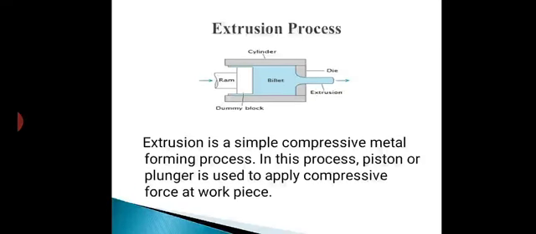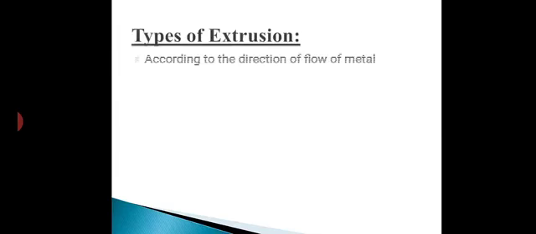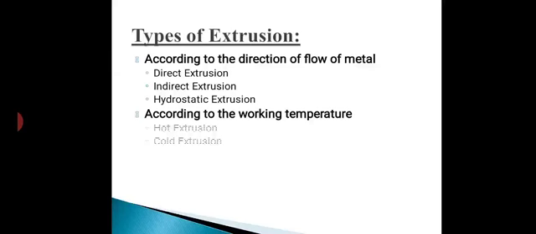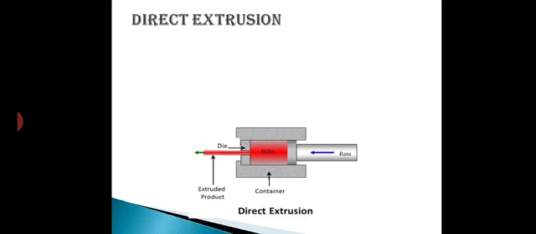Now, the types of extrusion process. According to the direction of flow of metal: direct extrusion, indirect extrusion, and hydrostatic extrusion. According to the working temperature: hot extrusion and cold extrusion. First, we will discuss the direct extrusion process.